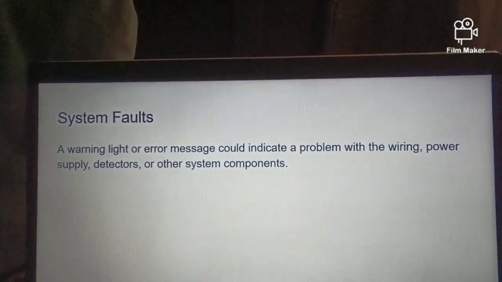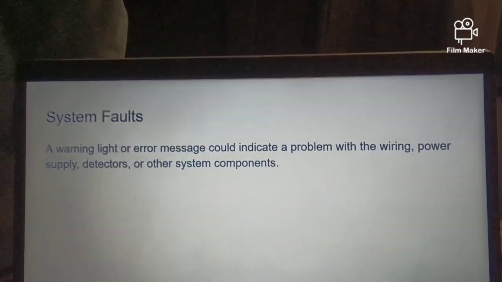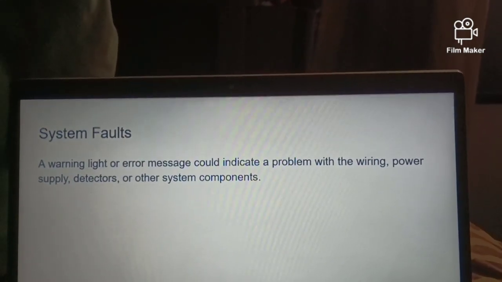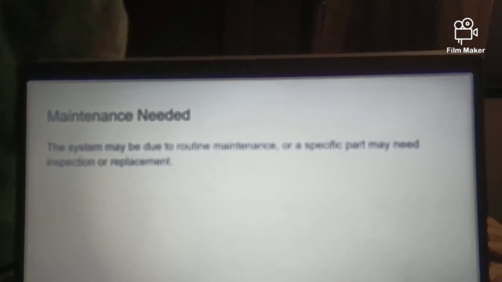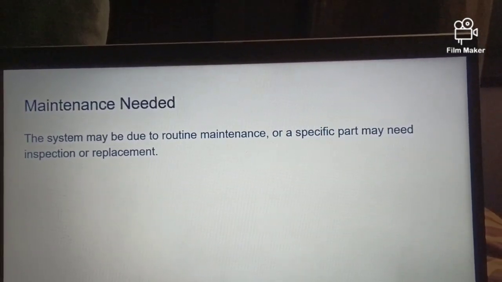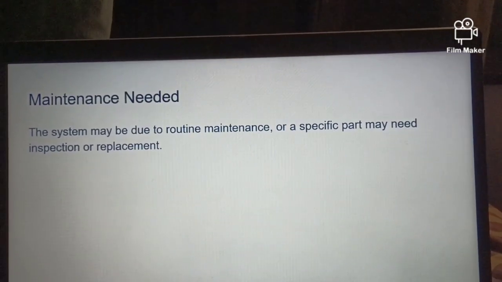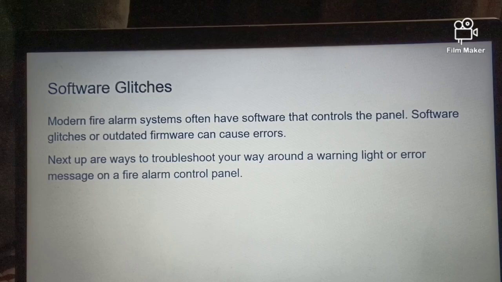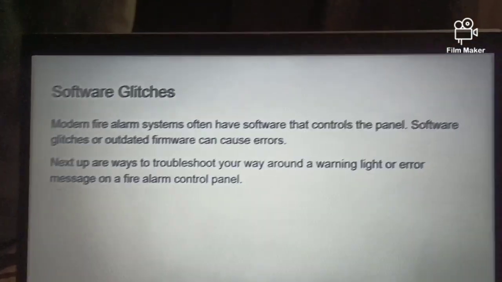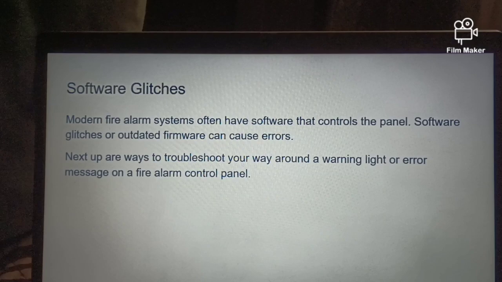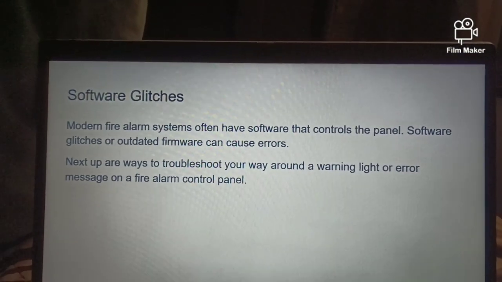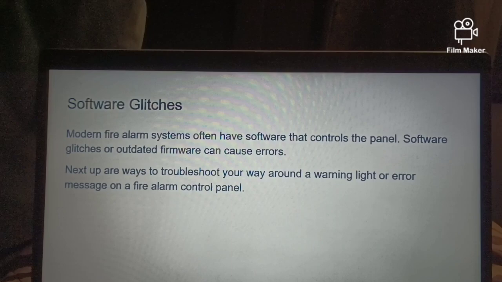System faults. A warning light or error message could indicate a problem with the wiring, power supply, detectors, or other system components. Maintenance needed. The system may be due for routine maintenance, or specific parts may need inspection or replacement. Software glitches. Modern fire alarm systems often have software that controls the panel. Software glitches or outdated firmware can cause errors. Next up are ways to troubleshoot your way around a warning light or error message on a fire alarm control panel.